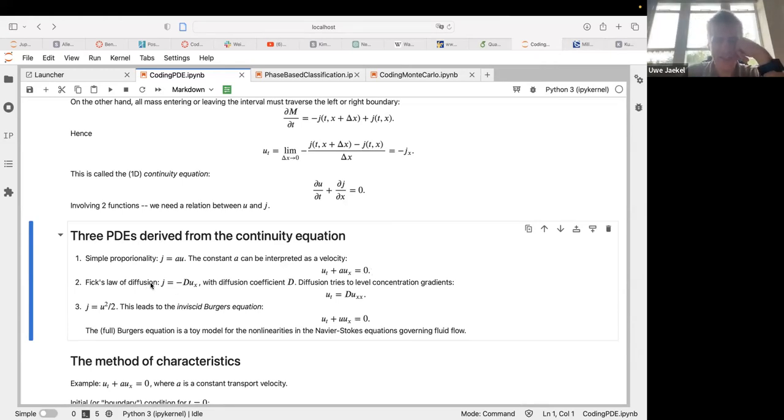Then there's another possibility. It could be that J is not proportional to U, but to the gradient of U, or to the derivative of U. Actually there is a relation like that, namely Fick's law of diffusion. What is the meaning of that?